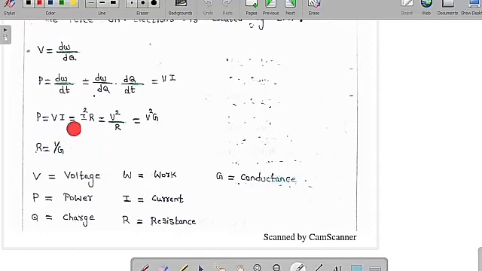But here you can replace I is equal to V by R, and you are going to get V square by R. But 1 by R is nothing but conductance, so therefore V square into G. So you can apply any of these formulas, but R is equal to 1 by G. V is called the voltage and P is called the power. Q means charge, W means work, I means current, R means resistance, and G means conductance. These are the meanings of the symbols.